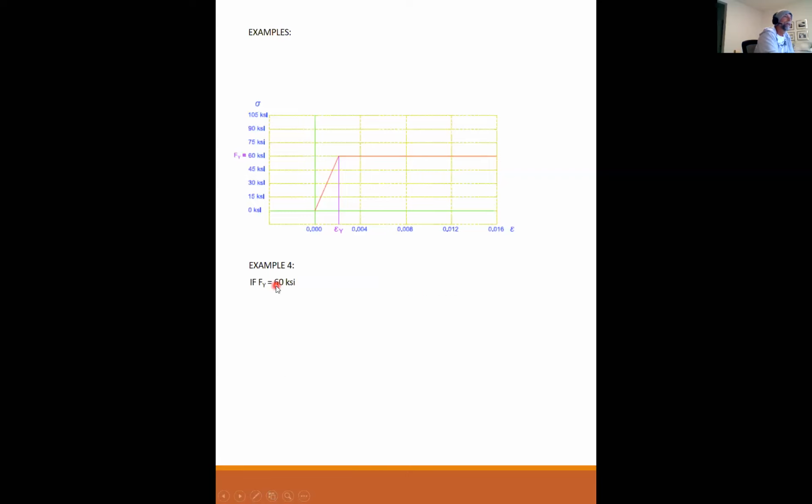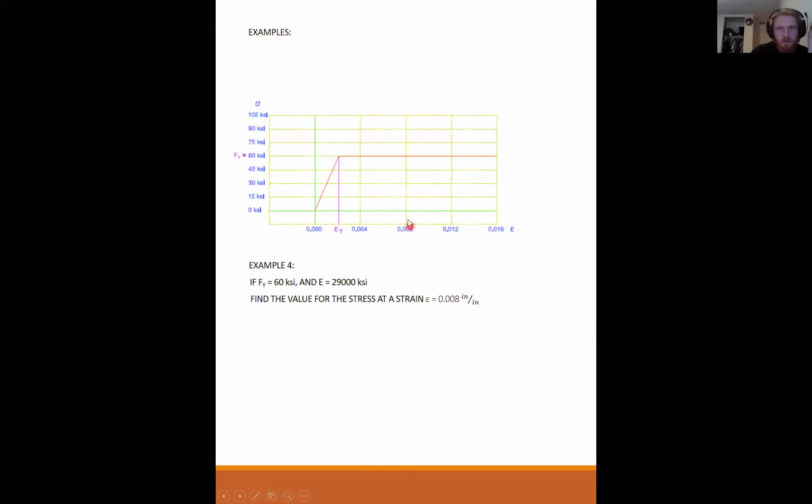Example number 4. If the yielding stress is 60 KSI and Young's modulus is 29,000 KSI, find the value for the stress at a strain of epsilon equal to 0.008. Where on this chart is a strain of 0.008? Past the elastic region. Correct. It is past the elastic region. It's actually right there, in this region. So how do I find the stress at 0.008? It should be fixed at the maximum.